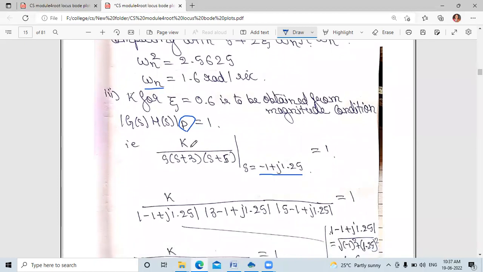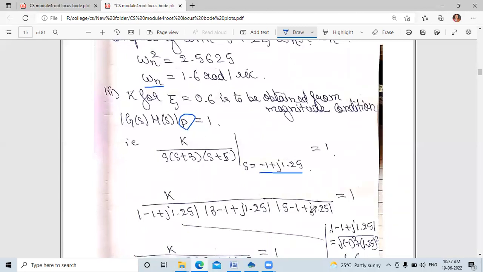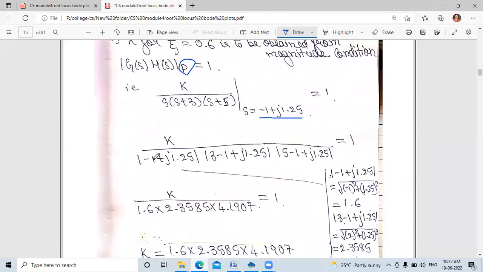So substitute minus 1 plus j 1.25. When you solve this one, what will you get? Minus 1 plus j 1.25. If we solve that, square root of minus 1 square plus j 1.25 square, you will get the value 1.6. So that is the value here.